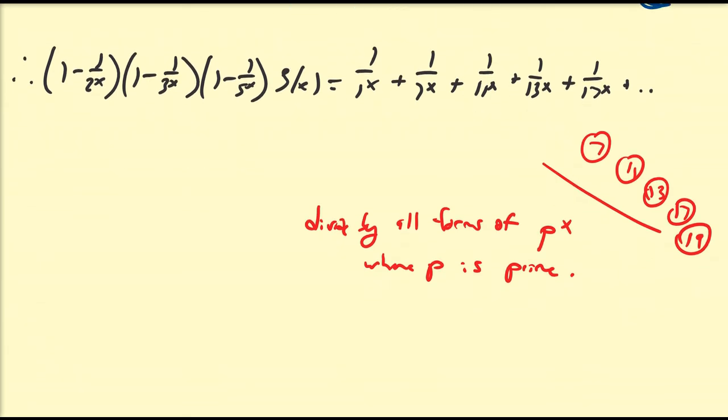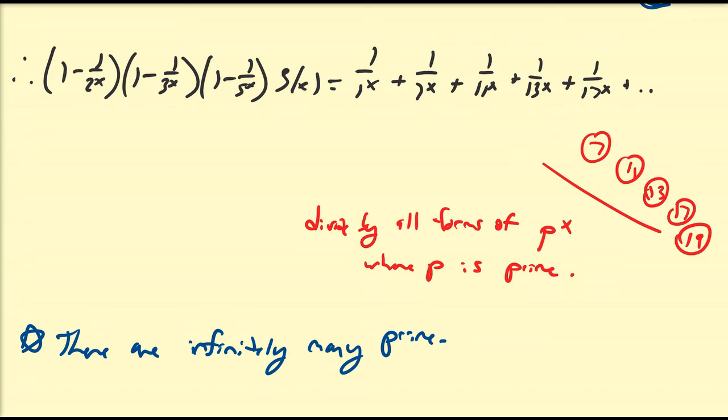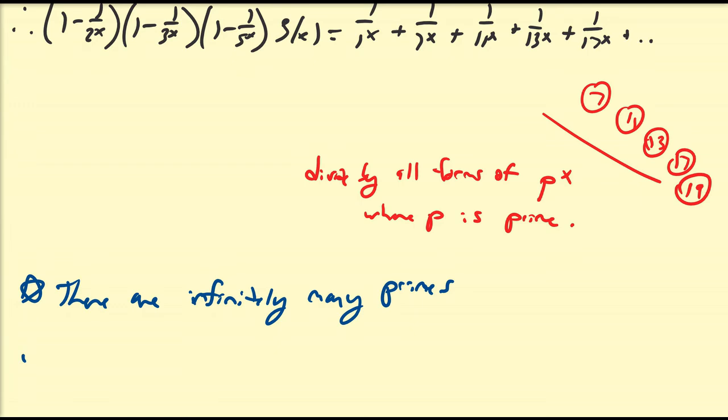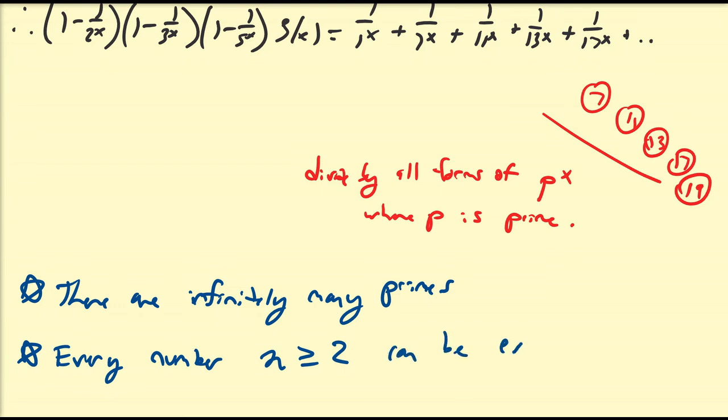So there's a couple theorems that one should know already. The first is there are infinitely many primes. This is very straightforward to prove by contradiction, but I'm not going to present that here. That's more for a number theory audience. And also, every number n bigger than or equal to 2 can be expressed as a product of prime numbers.